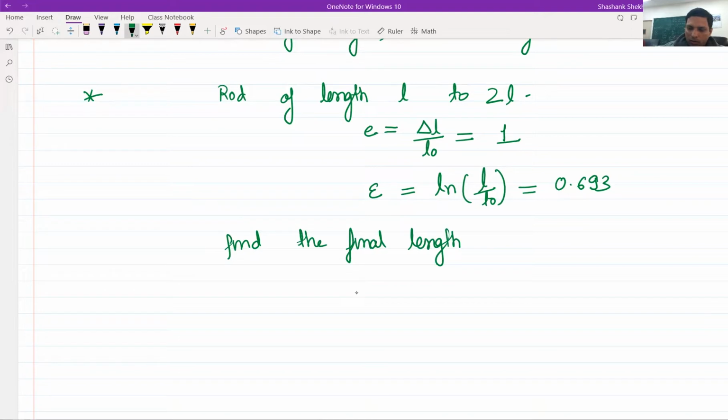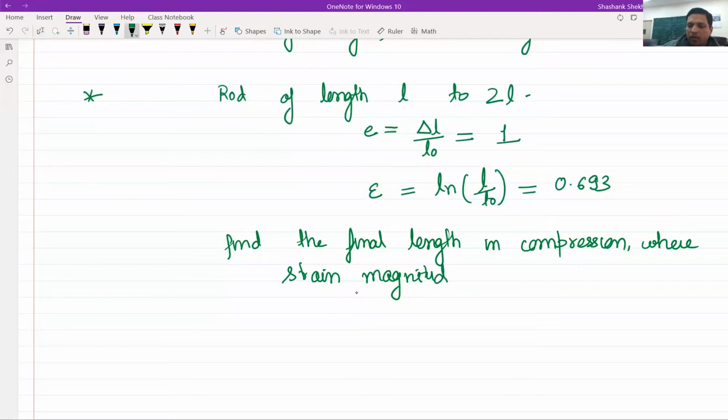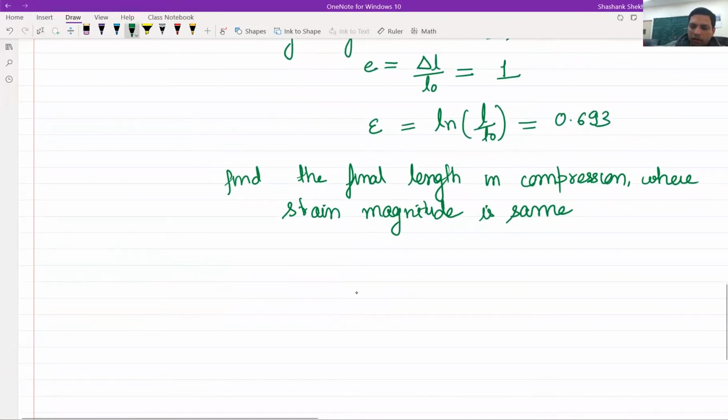Now, if you are asked to find the final length in compression where the strain magnitude is the same. Remember, we are saying strain magnitude, not value, because the sign would obviously change. So the magnitude is the same, so it is 1, but the sign would be minus 1, and this is equal to delta L by L naught. So you have to find what is the L.